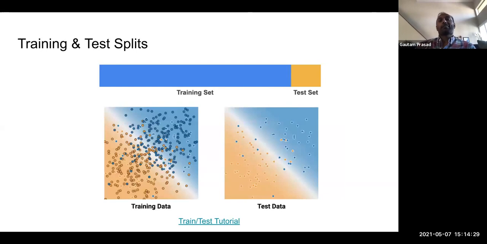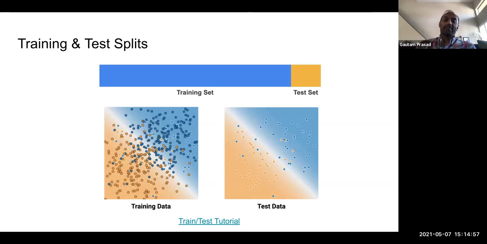Another really important aspect that you'll see a lot in machine learning is splitting your data into training and test sets. So on the top here is a typical split of training and test. Typically the majority, let's say 80% of your data, will be used for training. And training is the data that feeds into your algorithm so it can learn all the parameters of the algorithm.